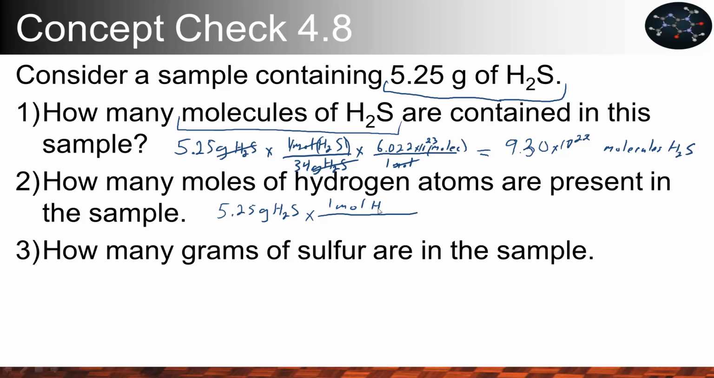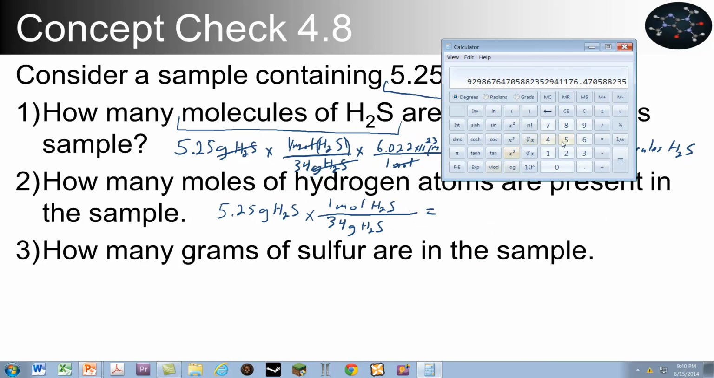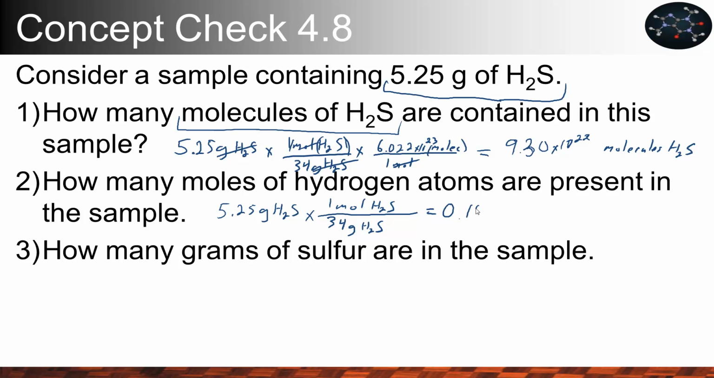So 1 mole H2S every 34 grams of H2S. This is going to give us 5.25 divided by 34, which is 0.154 moles of hydrogen sulfide. Okay, so we're almost to the answer.